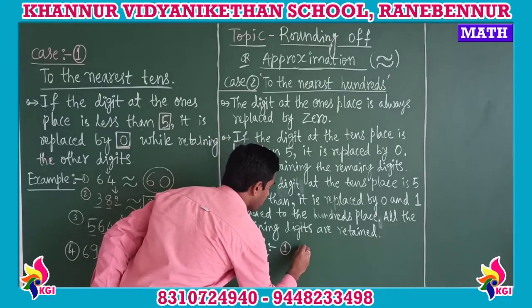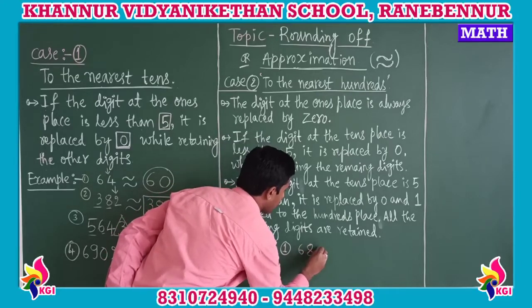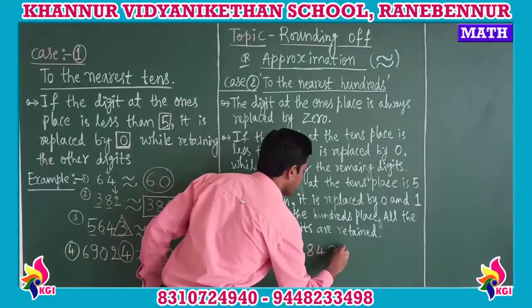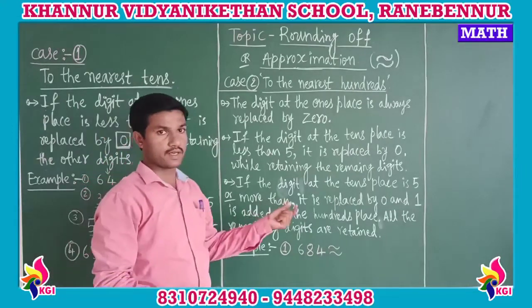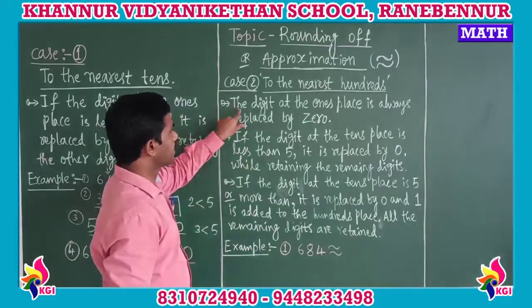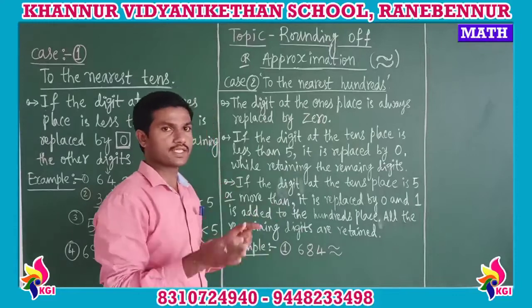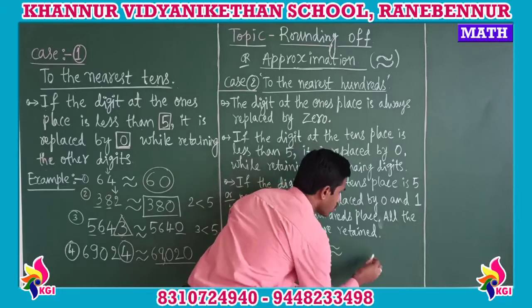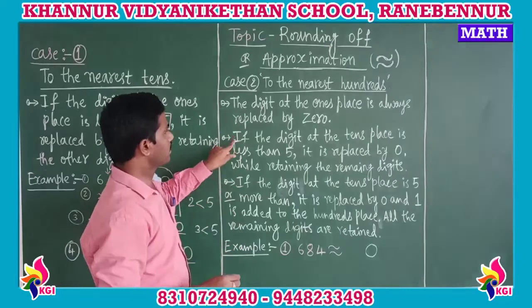One example, 684. Now I want to write its nearest hundreds number. The digit at the ones place is always replaced by 0. Whatever is there in the ones place, you should write 0 in the ones place. Understand? This is the first condition.